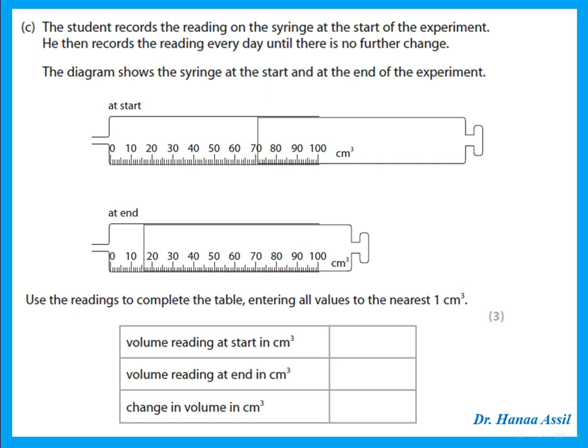Then he says the student records the reading on the syringe at the start of the experiment. He then records the reading every day until there is no further change. The diagram shows the syringe at the start and at the end. Use the readings to complete the table. So the volume reading at start is what? 71. The volume reading at the end is 16, and the change in volume is the difference between them. You can put the minus or not put the minus, that's fine.